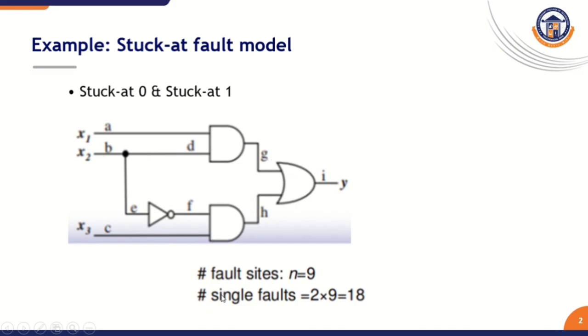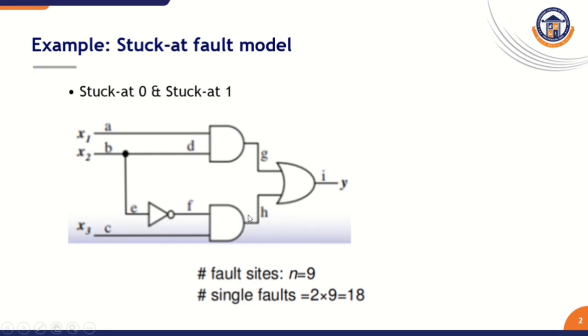From this, we are going to calculate the number of fault sites. A is considered one fault site, B is another fault site, then C, D, E, F, and so on up to 9. Totally, this circuit has 9 fault sites.